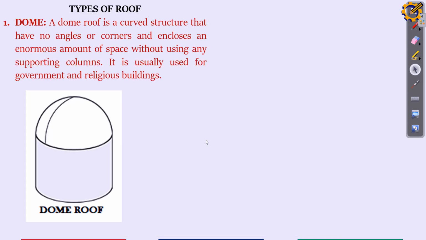So from there I move to types of roof. The dome roof. This one is under the curved roof. It is a curved structure that has no angles or corners and encloses an enormous amount of space without using any supporting columns. It is usually used for government and religious buildings. I think our National Assembly at Abuja uses a dome roof also, where the reps do their meeting. And most mosques use a dome roof.